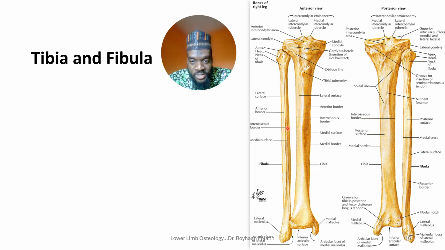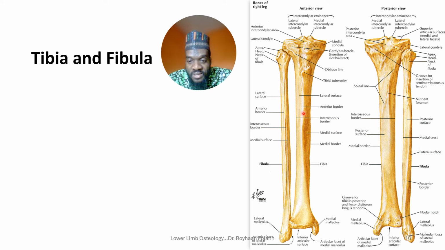And the part of the fibula, the border of the fibula that is next to the interosseous membrane, is referred to as the interosseous border of the fibula. And then going more proximally, the fibula also has a head, which has on top of it an apex, and then it has a neck right here.